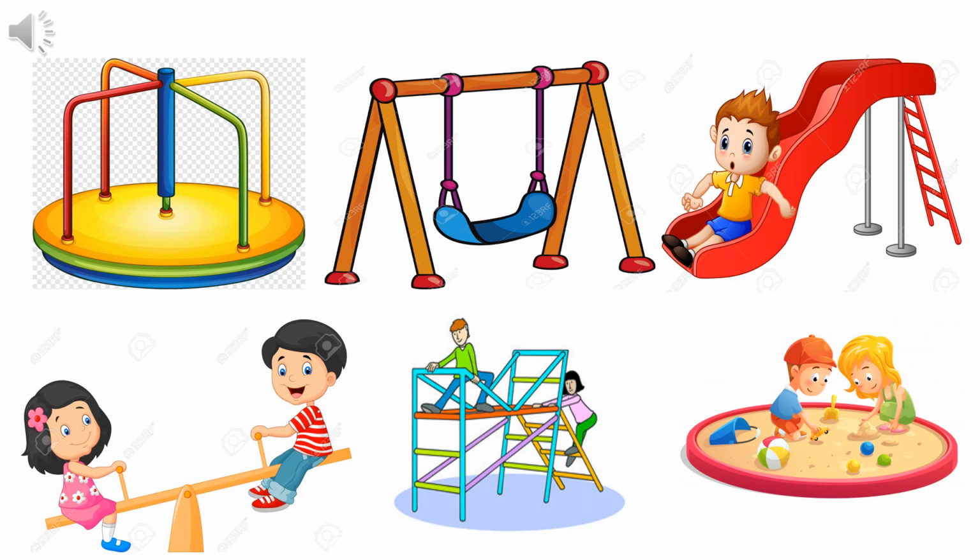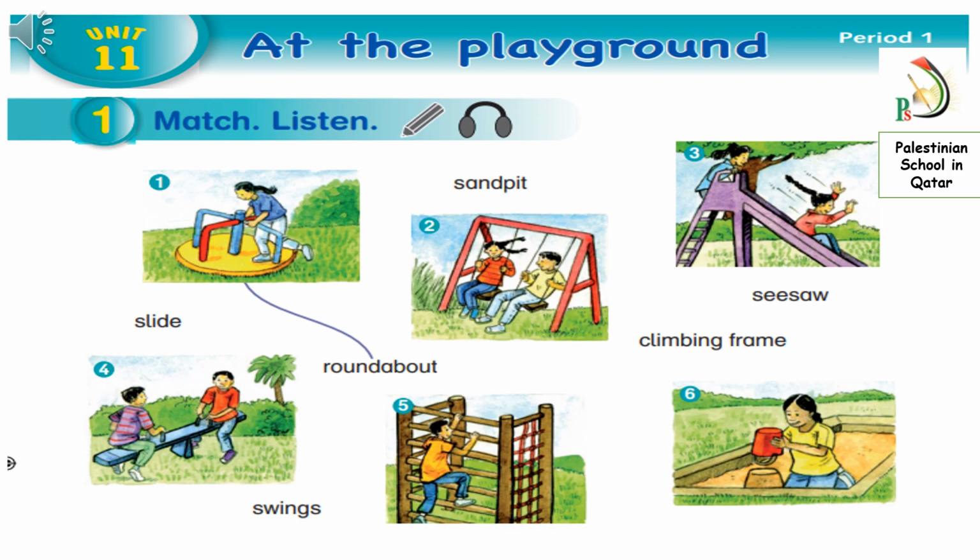Great job. Excellent. So let's start with activity number 1, match listen. So in this unit, unit 11, at the playground, we can see here the equipments that we see at the playground. Look at the pictures, please. What can you see in picture 1? The roundabout. Picture number 2, the swings, right? Picture number 3, the slide. Picture 4, the seesaw. Excellent. And picture 5, the climbing frame. And the last one, picture number 6, the sand pit, right?